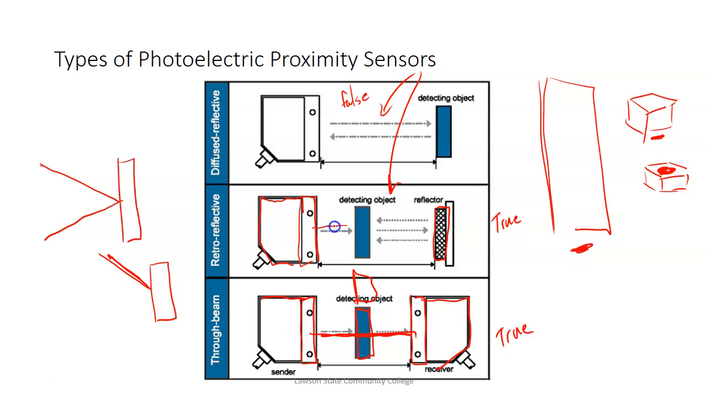The retroreflective sensor has to send its light all the way to the retroreflector and bounce back. So if you use the same light intensity and the same receiver, the through the beam could be spread further apart.